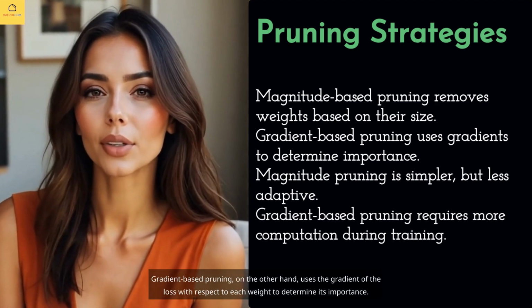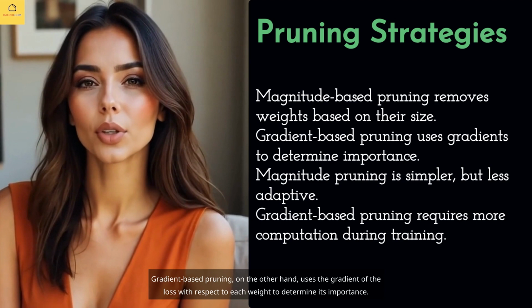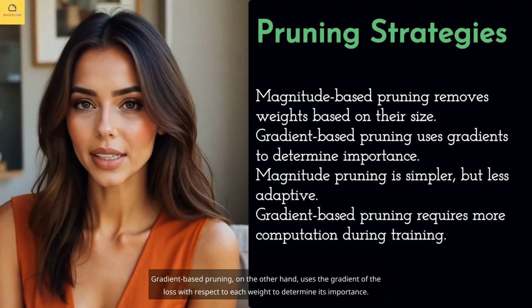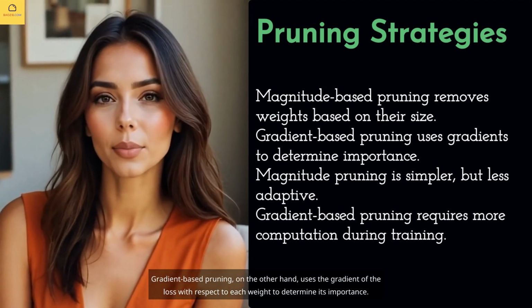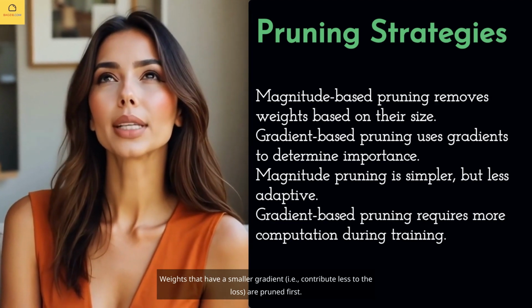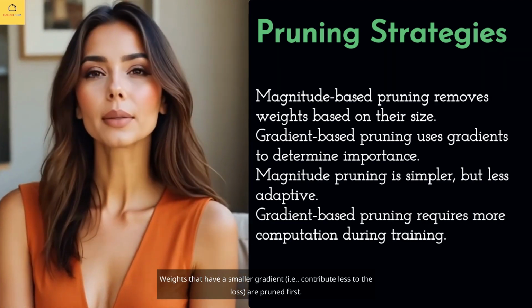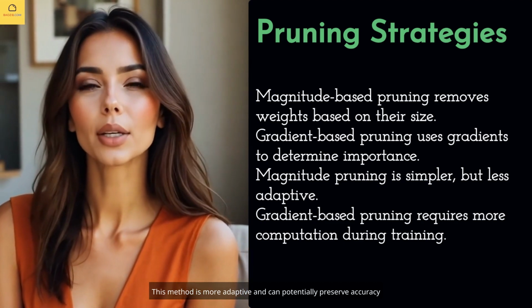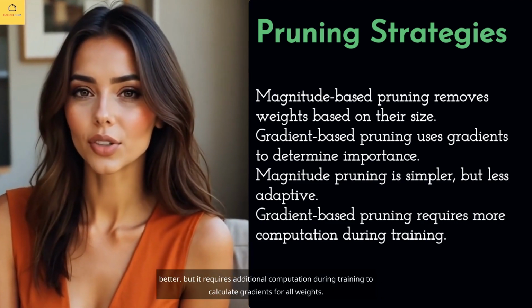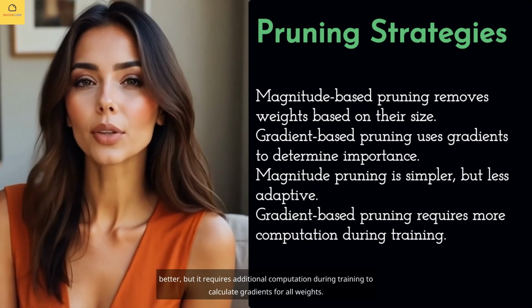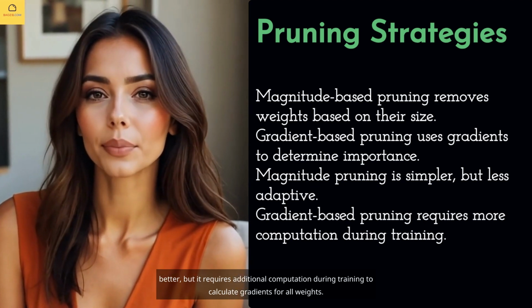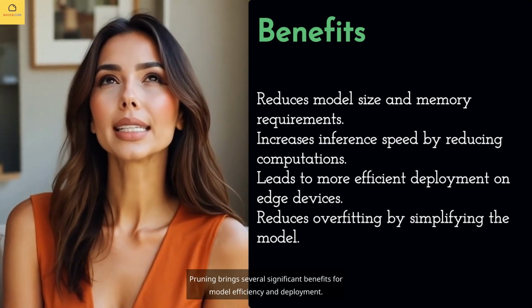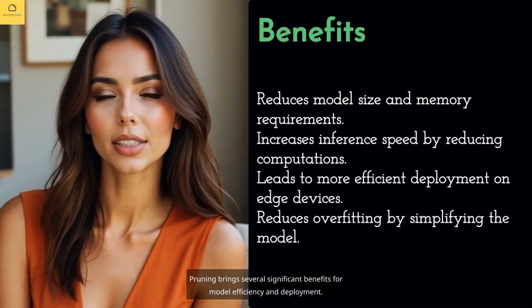Gradient-based pruning, on the other hand, uses the gradient of the loss with respect to each weight to determine its importance. Weights that have a smaller gradient, i.e., contribute less to the loss, are pruned first. This method is more adaptive and can potentially preserve accuracy better, but it requires additional computation during training to calculate gradients for all weights. Pruning brings several significant benefits for model efficiency and deployment.